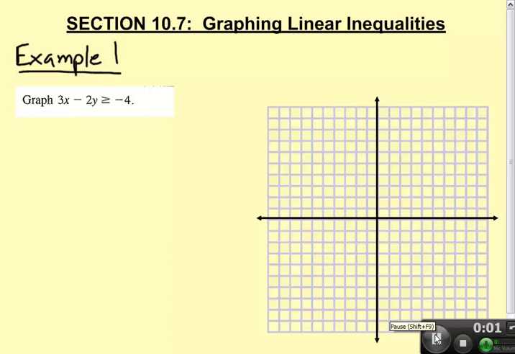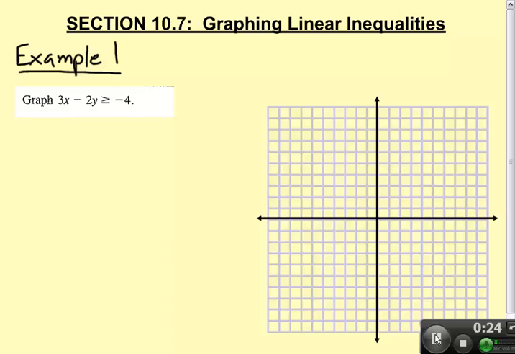Okay, folks, section 10.7, graphing linear inequalities. Now, we have solved absolute value inequalities. Now we're going to graph linear inequalities. And you know what? It's really pretty easy. It's also using stuff that you know and have been practicing for a long time, so it shouldn't be a problem for you at all.